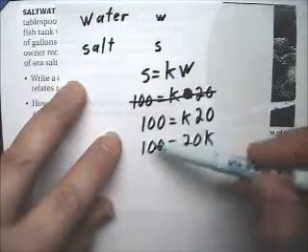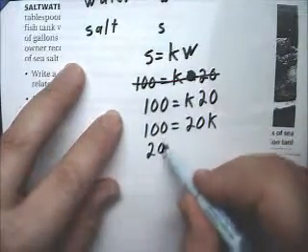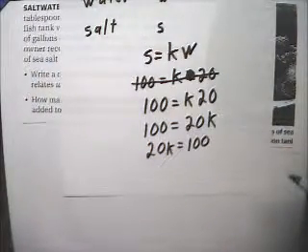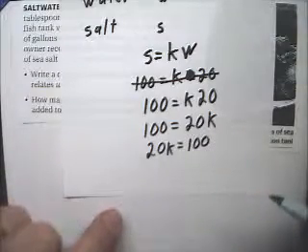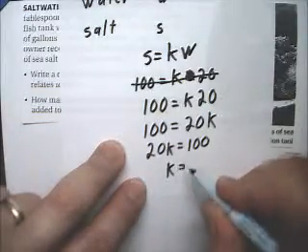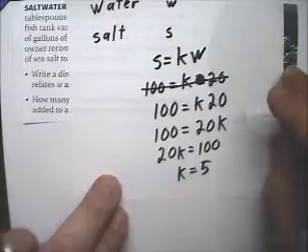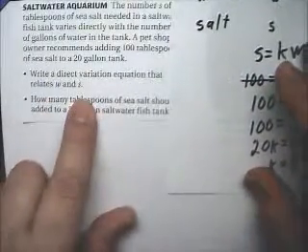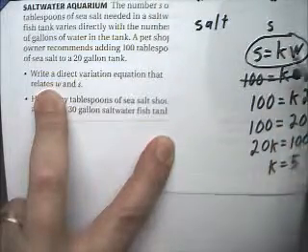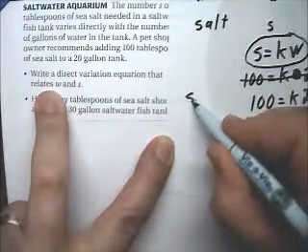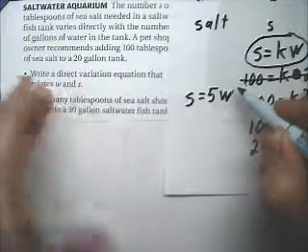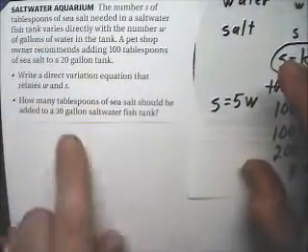And also we usually have the variable on this side. So 20K equals 100. Now it looks exactly like a lot of equations that we've solved, and we'll solve this by dividing both sides by 20 to get K equals 5. So the direct variation equation is here with K equals 5. So the answer to this first question is S is equal to 5W.